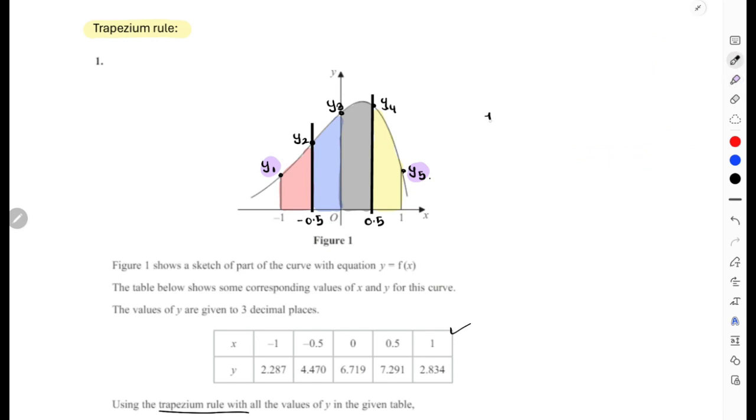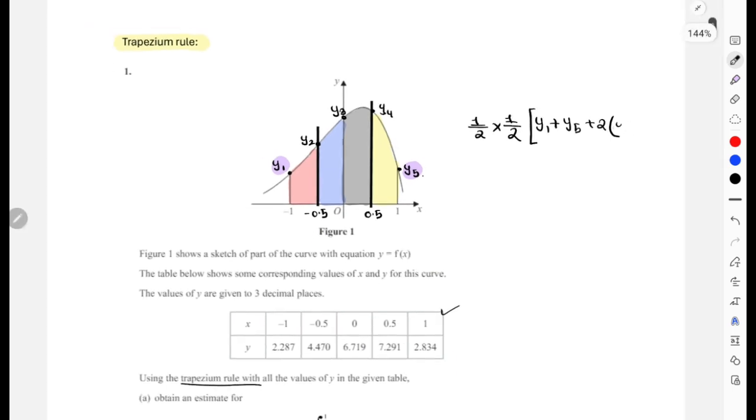So the format is half multiplied with half. Inside the brackets, we are going to add y1 plus y5, basically the first one and the last one, and then 2 multiplied with whatever y coordinates you have in between the first and last one, you're going to write those in between, that is y2, y3, and then y4. Okay, this is the formula. Let me just write this down much more clearly and then close the bracket. You can clearly understand the first one and last one is just getting added together, and in between them, whatever lengths they have, they will be twice taken.